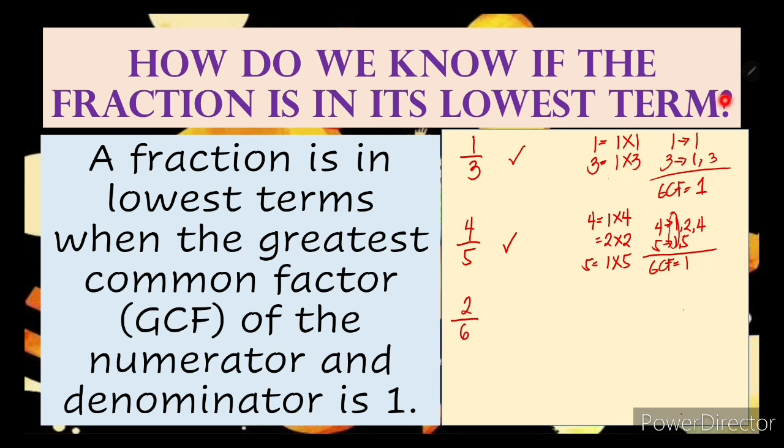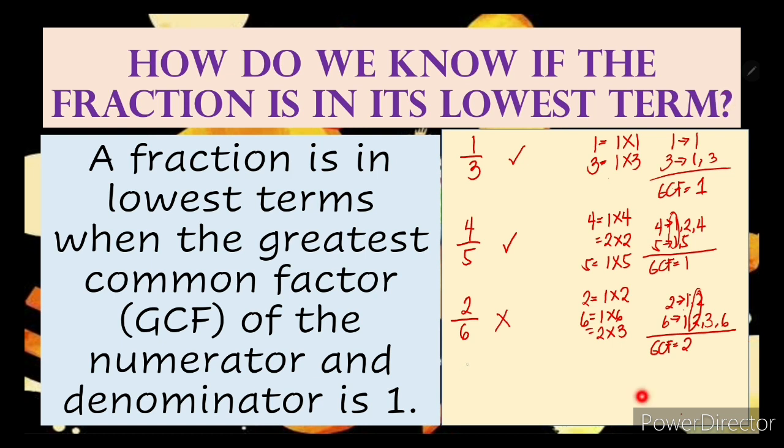Sa panghalimbawa, 2/6. Ano nga ba yung mga factors ni 2? So, 1 times 2. So, pag nilista natin, 1, 2. 6. Anong factors ni 6? We have 1 times 6 and 2 times 3. So, pag nilista natin, we have 1, 2, 3, and 6. So, our GCF, ang greatest common factor natin is 2. Since si 2 ang GCF ni 2/6, ibig sabihin si 2/6 ay wala pa sa kanyang lowest term.